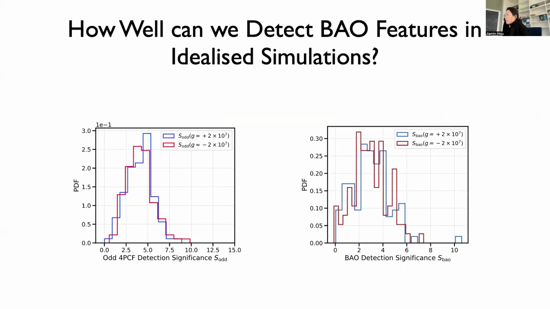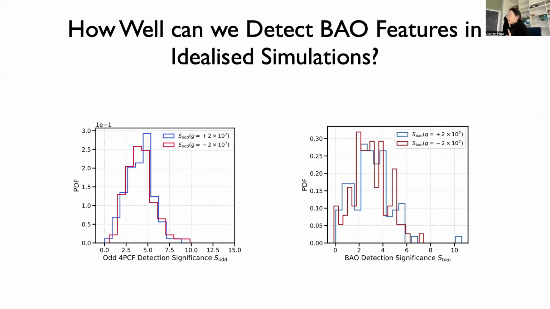Finally, we also quantify the detection significance of the BAO feature on the parity odd function. In the left panel, this is the overall detection significance of the odd signal for the positive and negative coupling constants. We computed the chi-square for both the parity violating simulations and the Gaussian simulations, and then we treated each parity violating simulation as an individual test and compared it to the width of the chi-square distribution inferred from the Gaussian. On average, we find 3 to 4 sigma for the overall measurement.